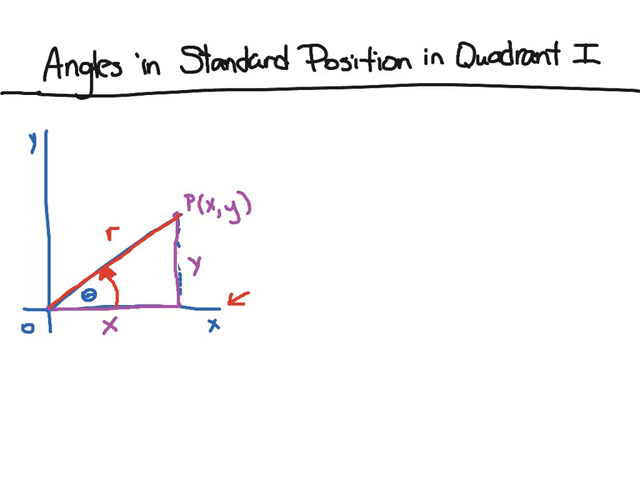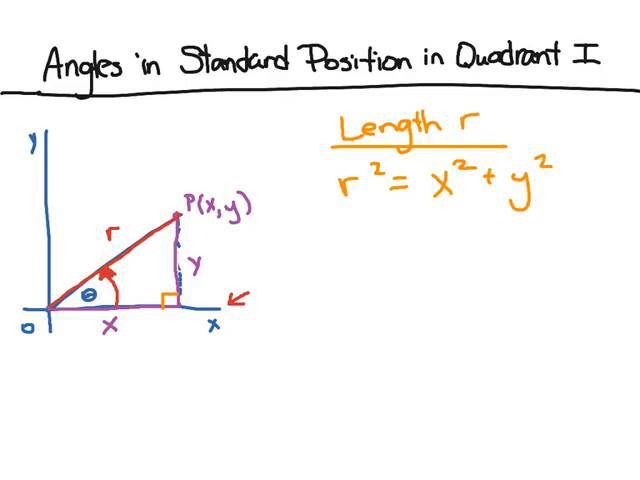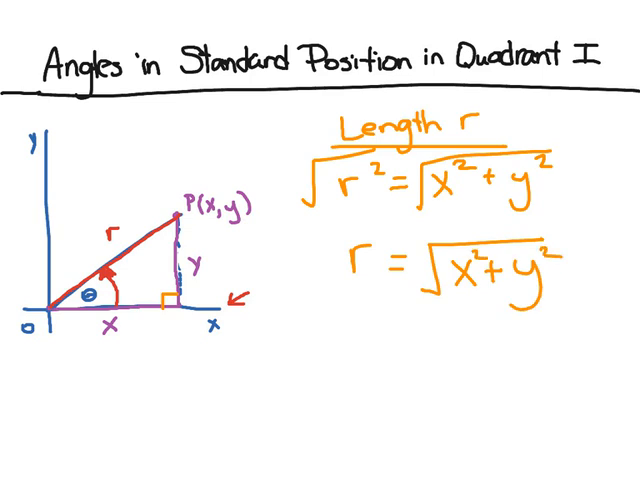If we want to find the length of r, as you see, we have a right triangle, so we're just going to use the Pythagorean theorem. So r squared is equal to x squared plus y squared. Let's take the square root of both sides. So r is equal to the square root of x squared plus y squared. So this is our length of r.